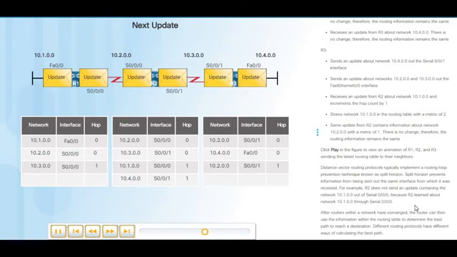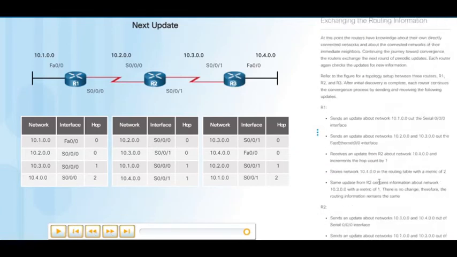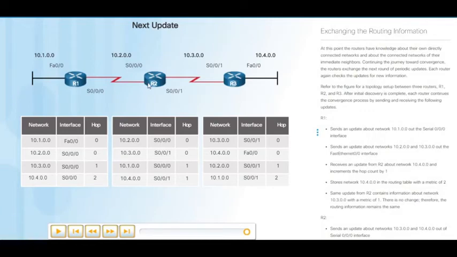So when they exchange routing information on the second round of update, you notice that R1 picked up again the missing network that was not on its original list, as well as R3. So whenever you have this type of network, all of the routers have learned all four networks, whether directly connected or remote networks.